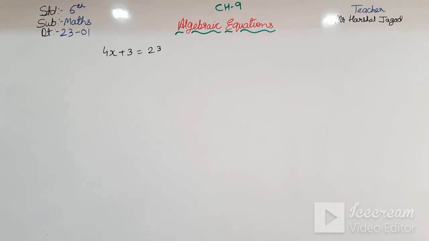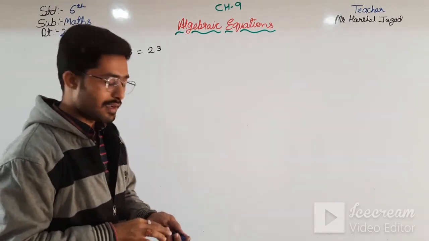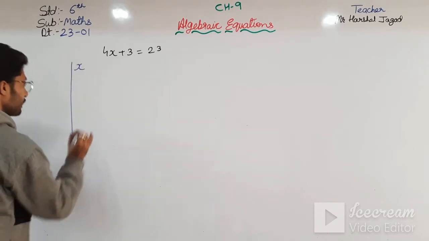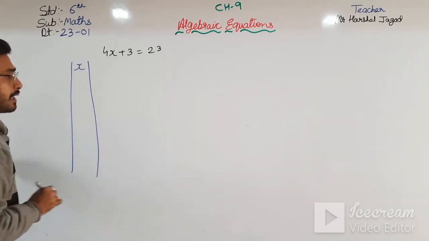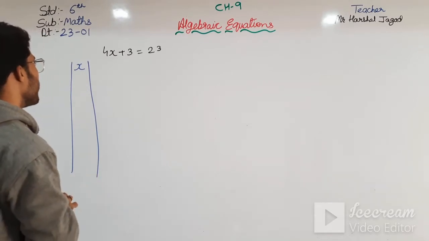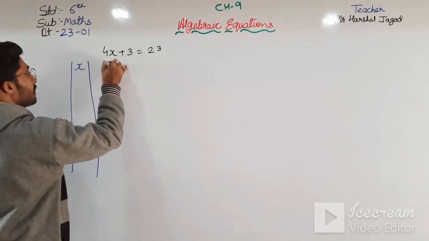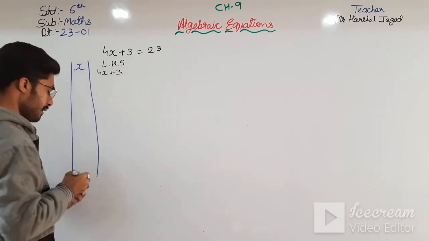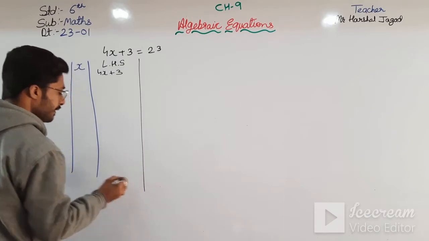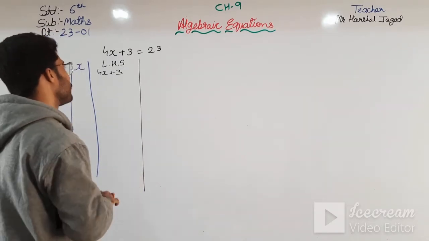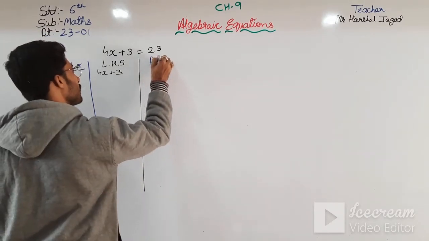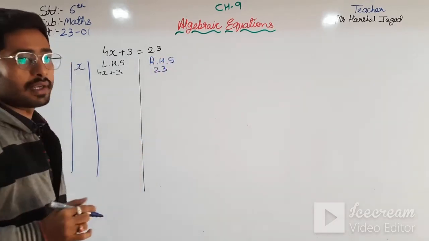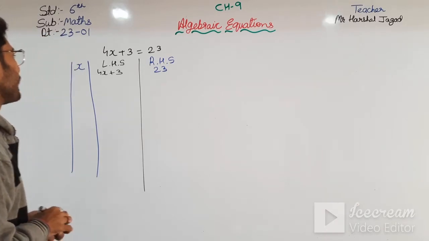So to find the value of x, you make a chart and write down the values of x. Over here you write LHS, which is 4x plus 3, and here RHS, that is 23.